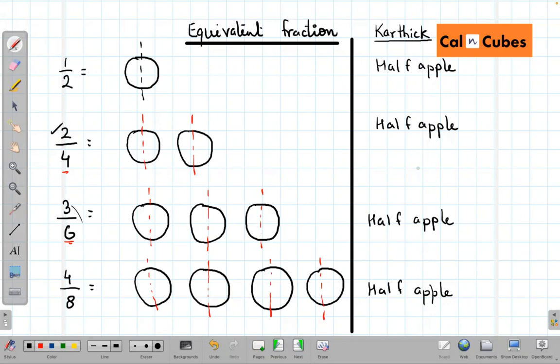Clear? Yes, ma'am. If you just look at the portion which one person will get, it is the same every time. It is half every time. Such fractions are called equivalent fractions. Clear? Okay, ma'am. Just note this down.